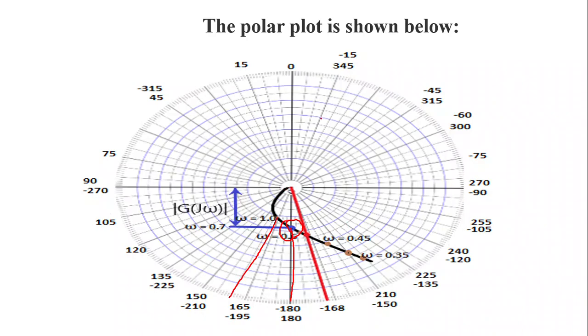From this plot we can clearly see the magnitude and phase angle for each value from omega equal to 0 to infinity. Here we have a type 1 system, so the plot starts accordingly and ends at the order 3 system, which is clearly known from this polar plot. Using this polar plot, we have to find the phase margin and the gain margin.